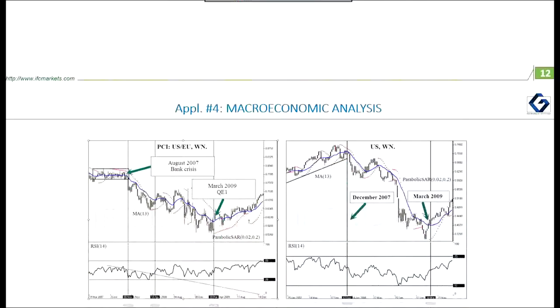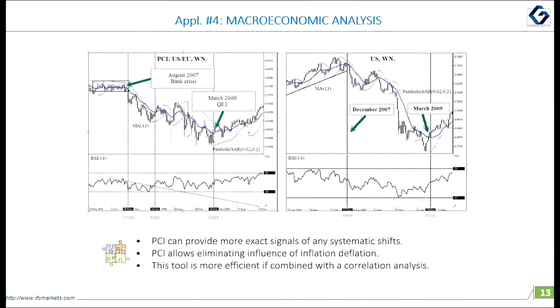In the represented chart, we can observe a delay between the first signal of crisis in the US and indices' reaction. In the PCI chart, the first signal corresponds to the beginning of the US bank crisis in August 2007 that provoked the world financial crisis. The US index reaction comes later, in almost half a year.